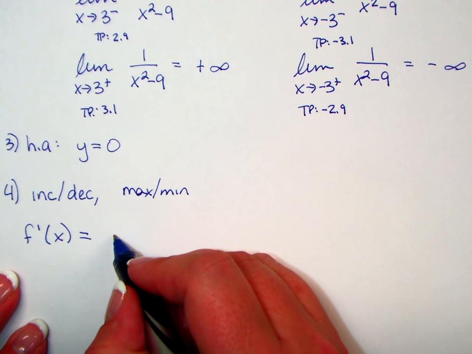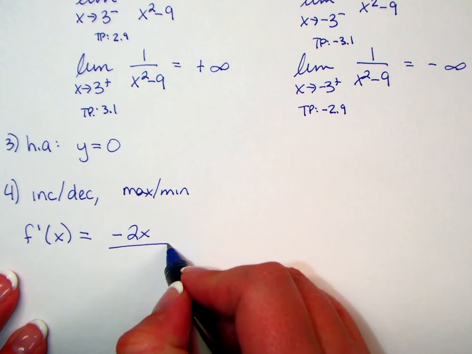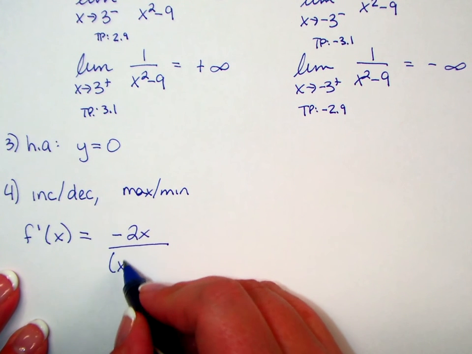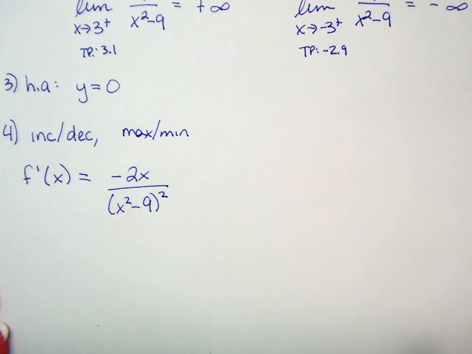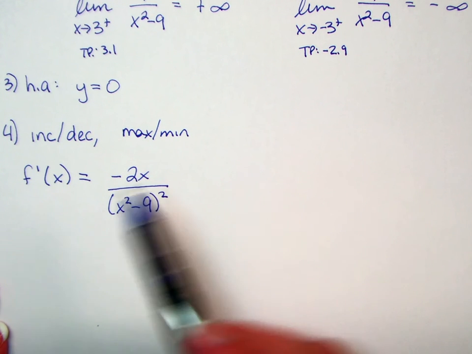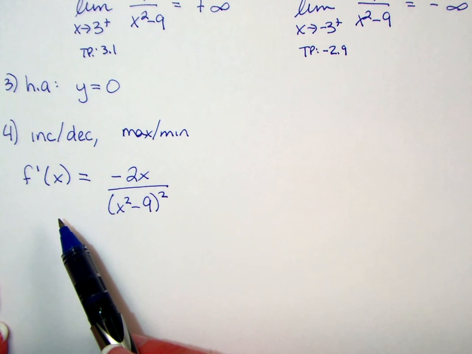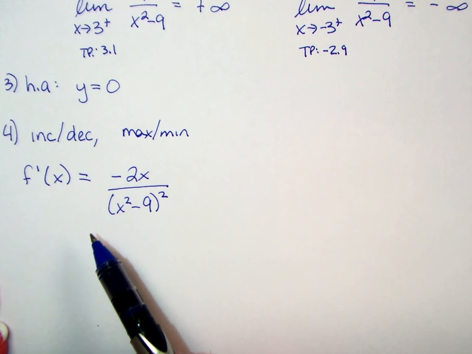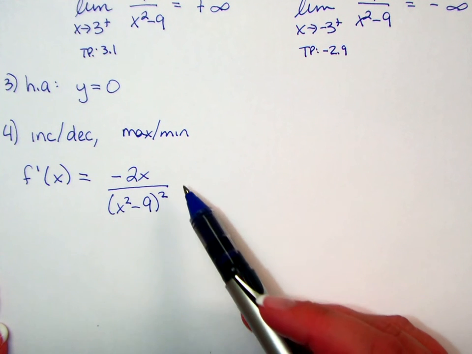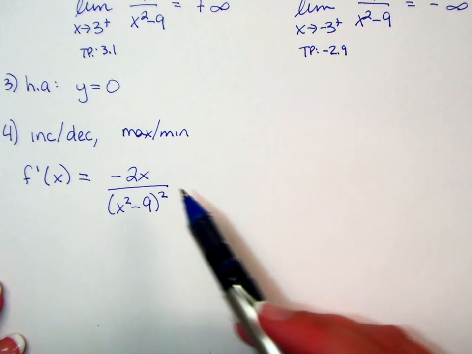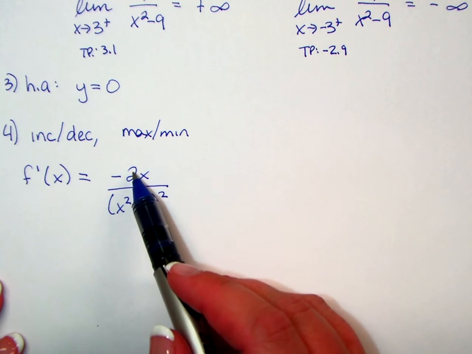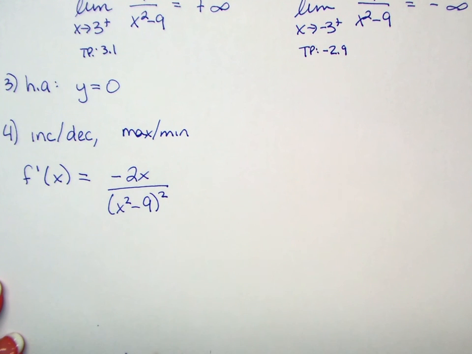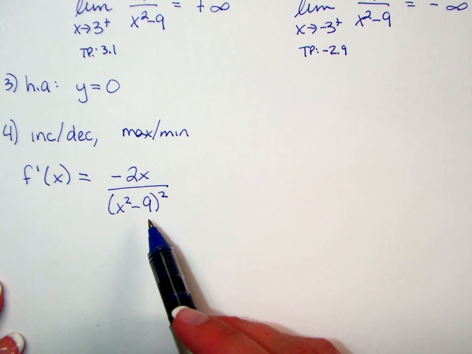So the derivative is negative 2x over (x squared minus 9) squared. So I want to find the critical numbers here. The critical numbers are where the derivative equals 0 and where the derivative does not exist. The quickest way when you have a fraction is you set the numerator equal to 0 to find where the derivative equals 0, and you set the denominator equal to 0 to find where the derivative doesn't exist.